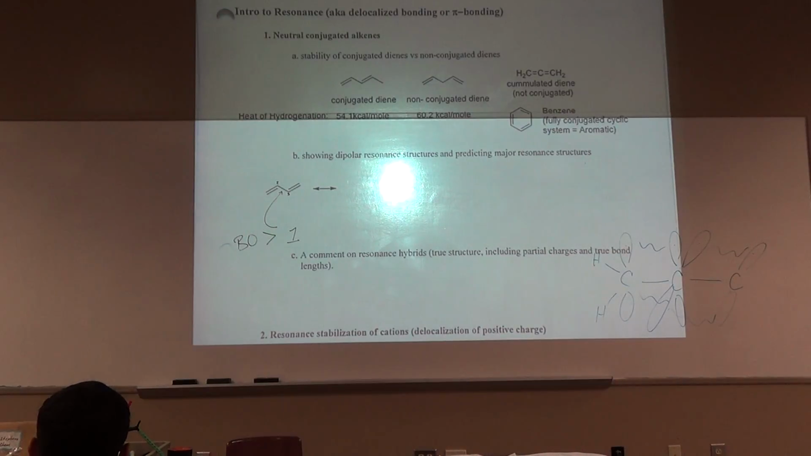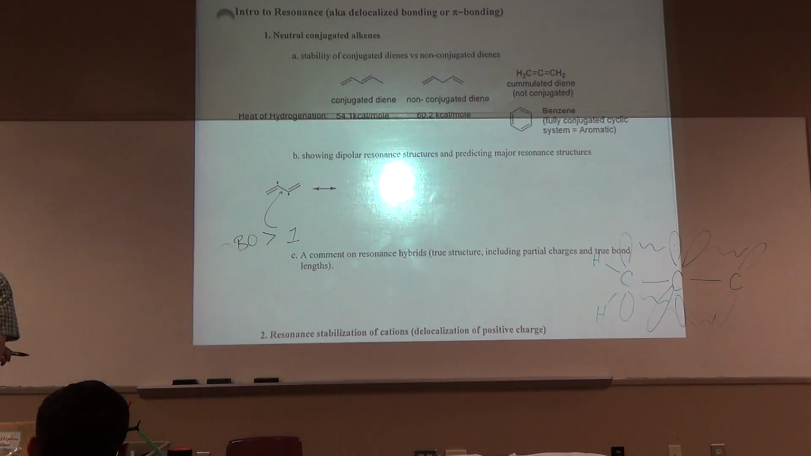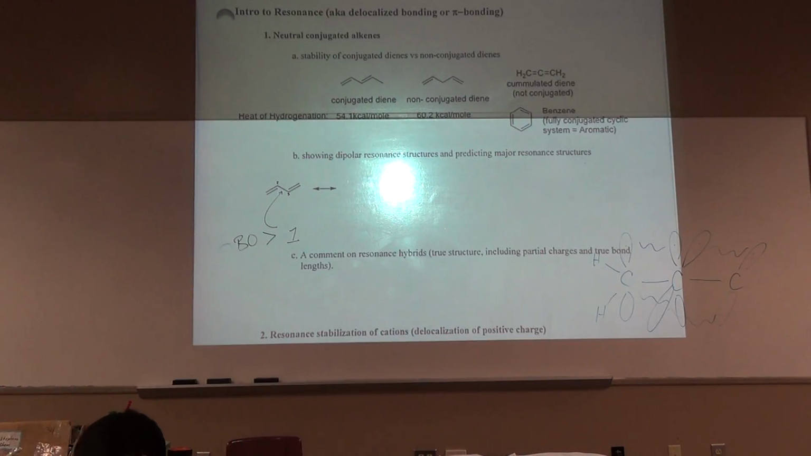Now the true structure is a blend of all your resonance structures. If you blend all 3 of those, if you average all 3 on the paper, what's going to be the bond order between 2 and 3? Is it going to be exactly 1 or more towards 2? Like 1 and a third. Yeah, it's going to be a little bit more than 1.